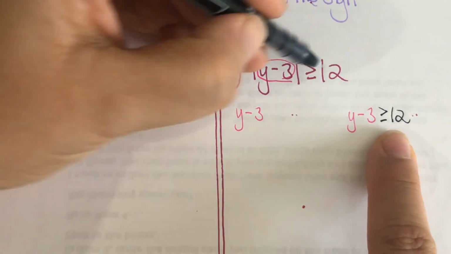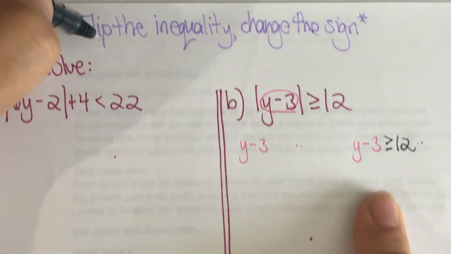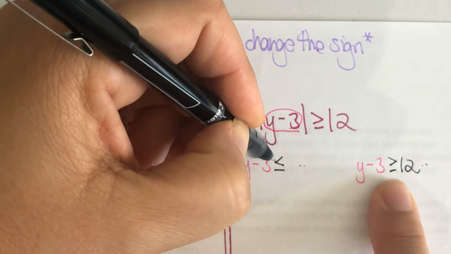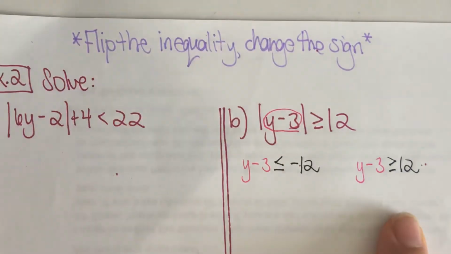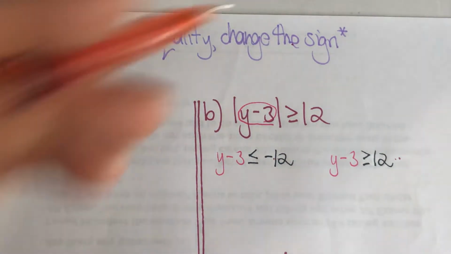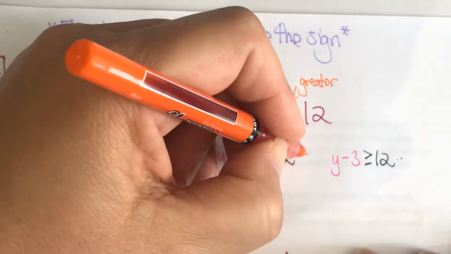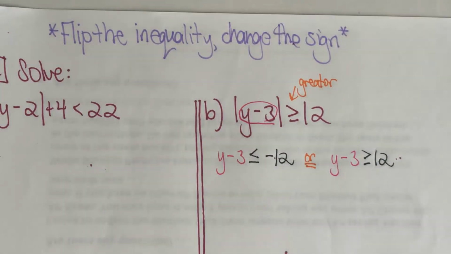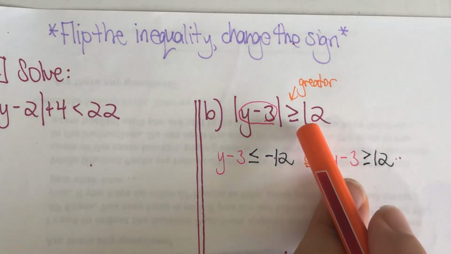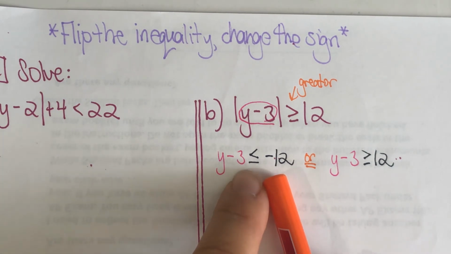So exactly how it is with the greater than or equal to 12, without the absolute value, then flip the inequality, and change the sign. Good? And then I just have to solve. It's a greater, sorry, I should have pointed this out before. Greater, so that's how I know I need an or, okay? I write it exactly the way it looks without the absolute value. And then I write it with the inequality flipped and the sign changed.